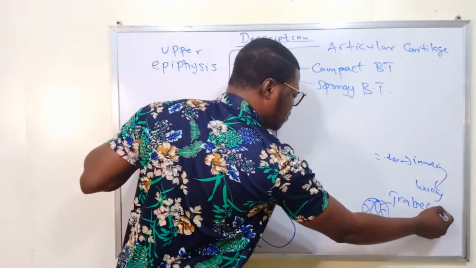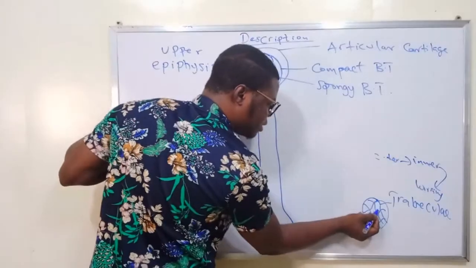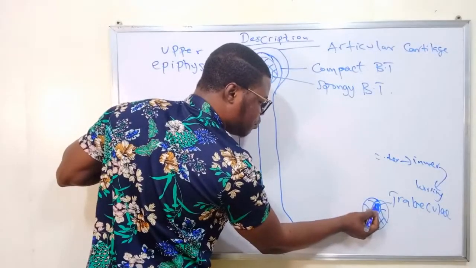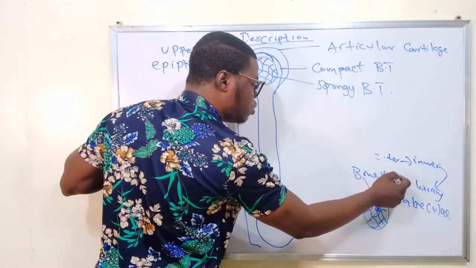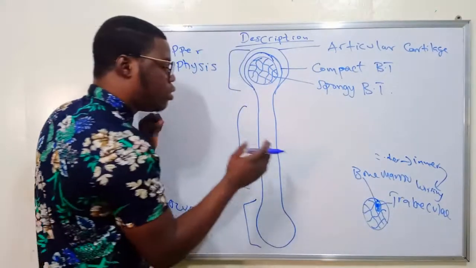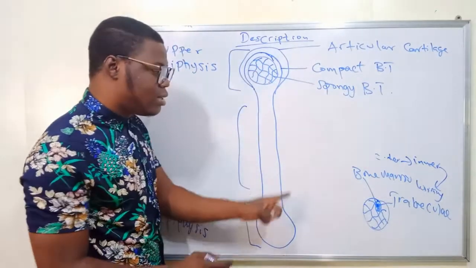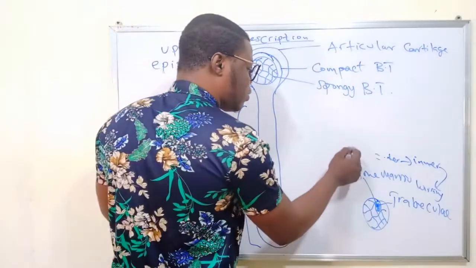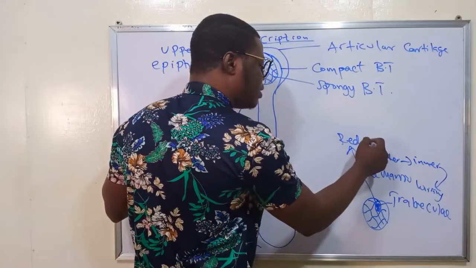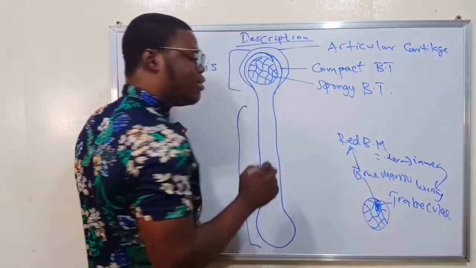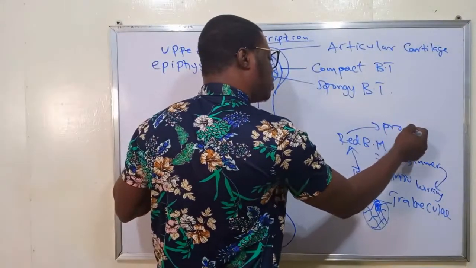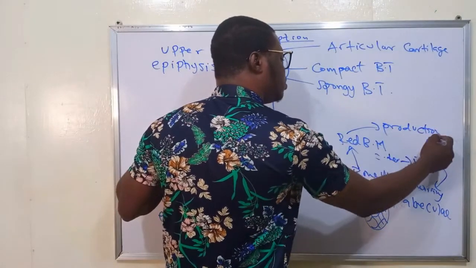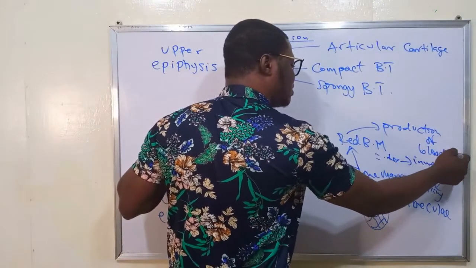We talked about this in our previous video. Now, within this trabeculae, we have bone marrow inside it. For these extended ends, the type of bone marrow that is there is the red bone marrow. And the function of red bone marrow is the production of blood cells.